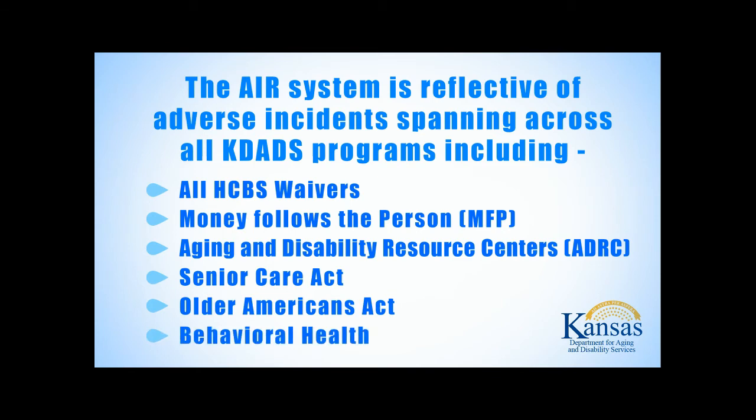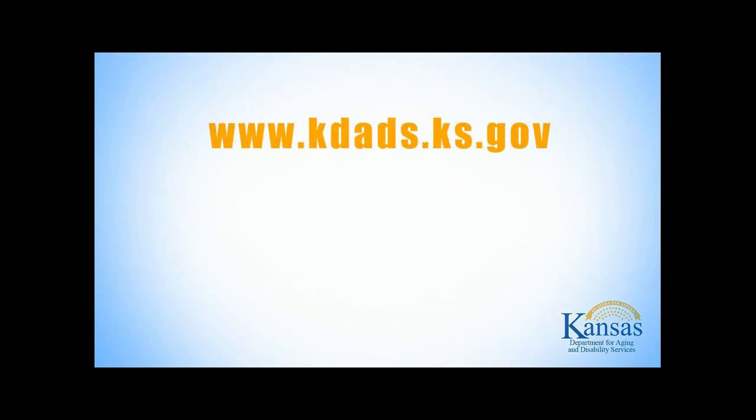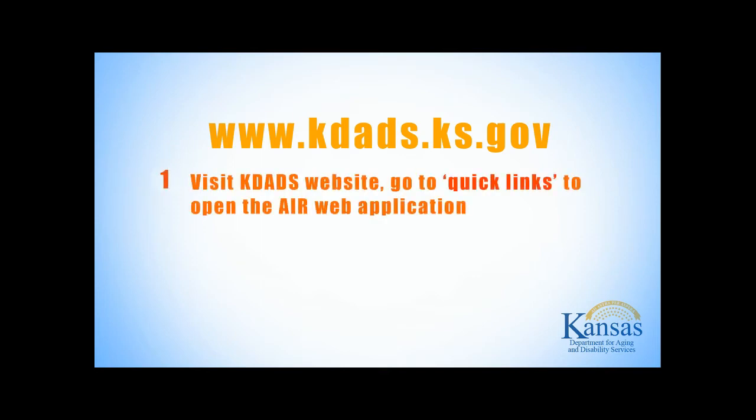Where is the reporting system located? At www.kdads.ks.gov under the Quick Links portion of the website. It's as easy as 1, 2, 3. Step 1. Visit the KDADS website. Go to Quick Links to open the AIR web application.